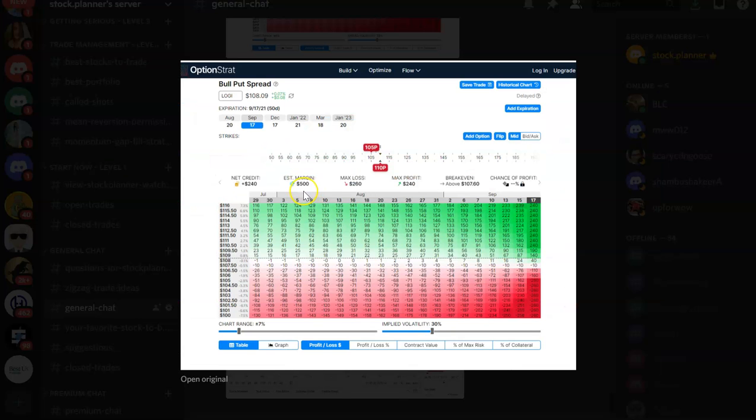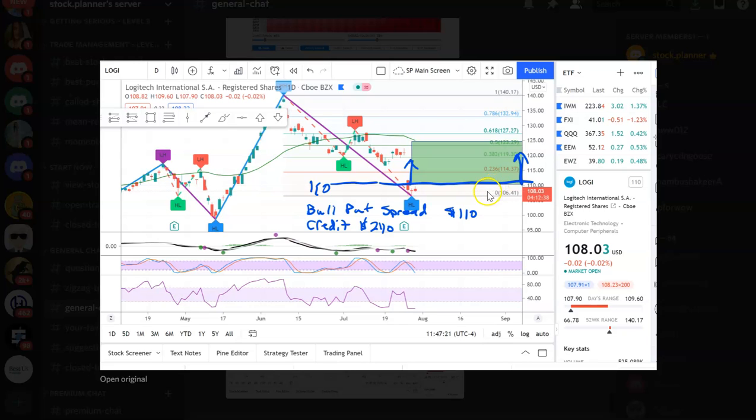Again, I have to put $500 on margin to get $240 credit with a max loss. This is almost a 1-to-1, and that's pretty good for an option. September 17th, and the break even is 107. It needs to stay above 107, which is down here somewhere. The green box is not quite right, but it needs to stay above 107. All right, well, that's the play that I've made.